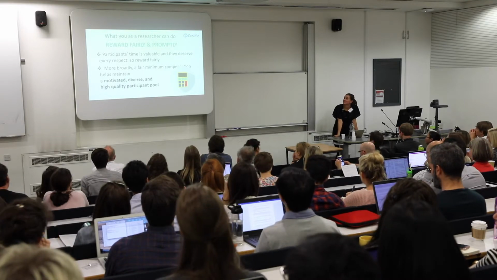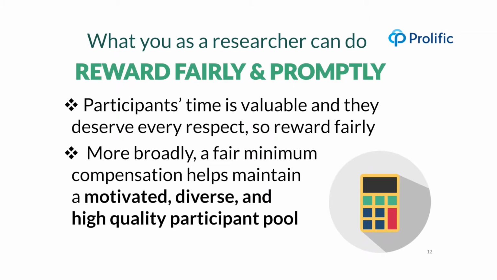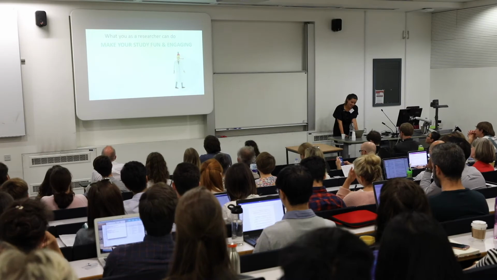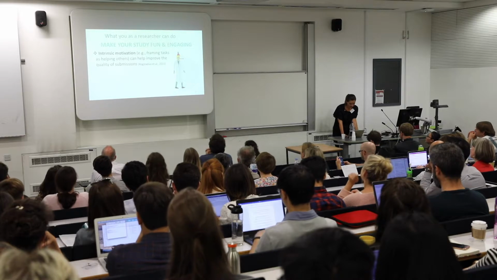Right. What can you do as a researcher to make sure that your study is ethical and that you have as high data quality as possible? We think you should definitely reward fairly and promptly. Participants' time is valuable. I've basically made that point already. More broadly, we think that a fair minimum compensation to participants helps maintain a motivated, diverse, and a high-quality participant pool. It also helps if you make your study fun and engaging.